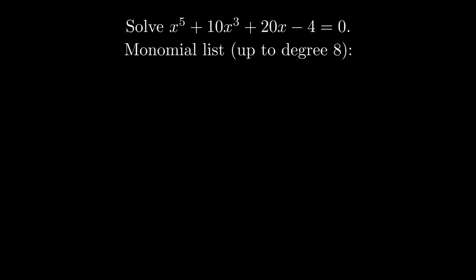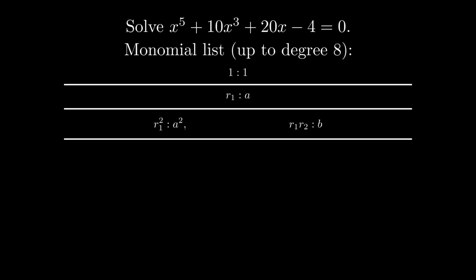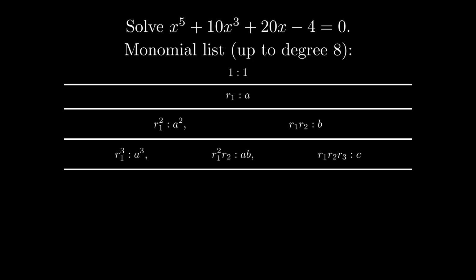We'll go up to degree 8. Obviously, there's only one term of degree 0, so we've locked that down. Then the term with R1 as the leading monomial is A, and there's no others of degree 1, so we're done there. For degree 2, there are two monomial types, R1 squared and R1R2, and they are A squared and B. For degree 3, we're still learning nothing new, 3 monomial types.